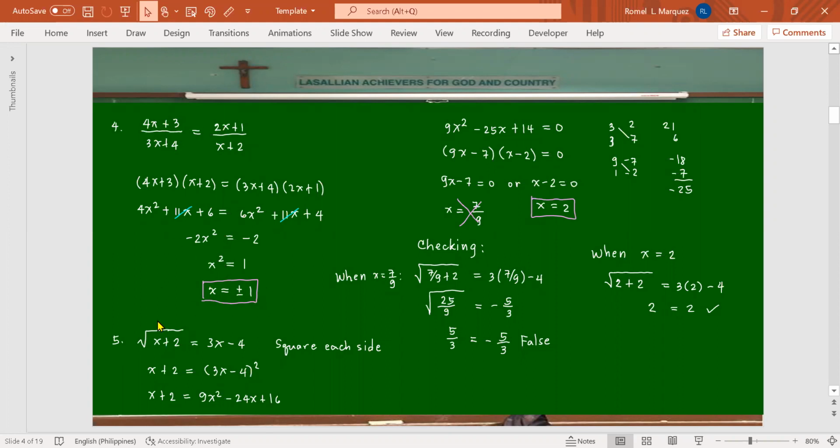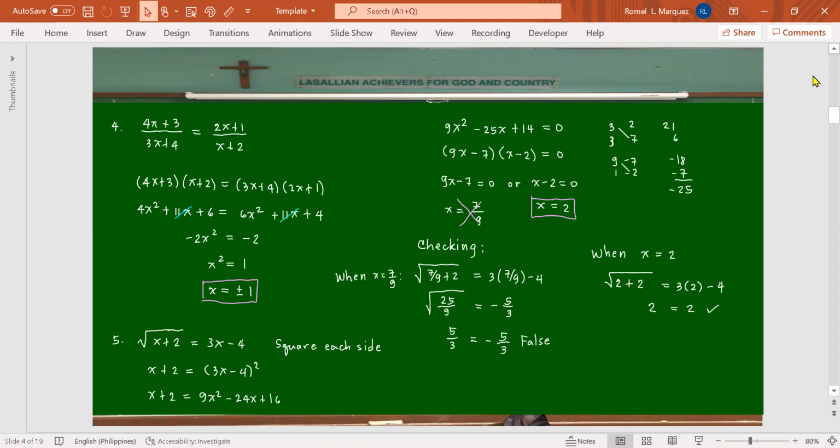If you have a radical, be sure you will get the left equal to the right, because when you substitute a value, it is possible for the radical to have what? To have an imaginary value. And the right side is never imaginary for these values. So you really have to check. So when you have a radical, better to check your answers.